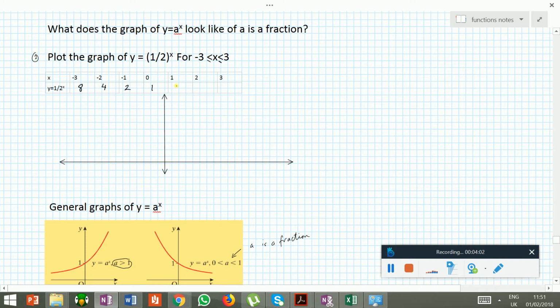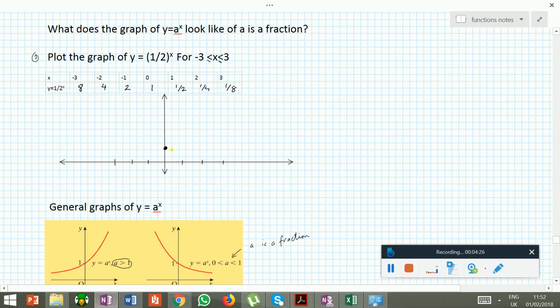1 over 2 is a half. 1 over 2 squared is a quarter, and 1 over 2 cubed is 1 over 8. Now again, very rough sketch. Of course, we still have this common point (0, 1), like we had before. If we go in the minus direction, the numbers are increasing, and if we go in the positive direction, the numbers are decreasing.